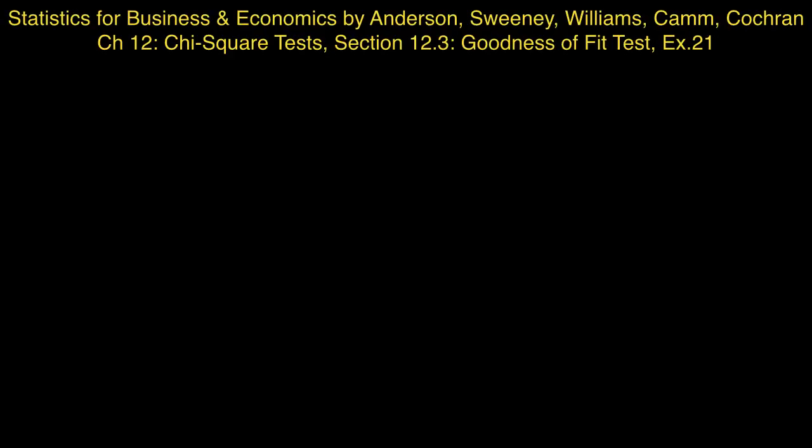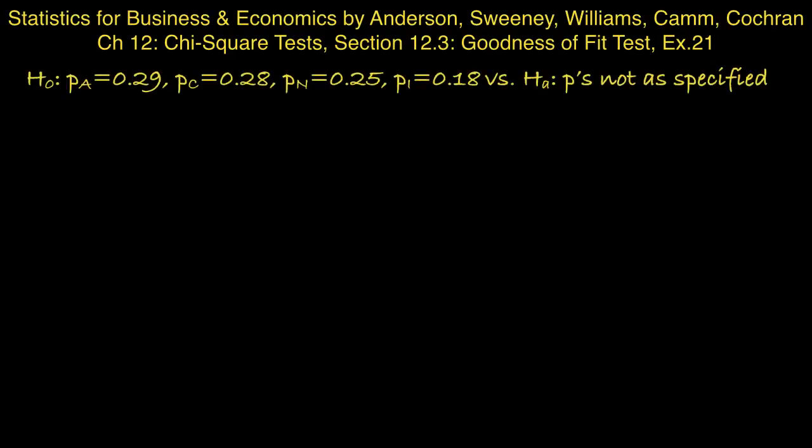Test with alpha equal 0.05 to determine whether the viewing audience proportions changed. So our null hypothesis here will be that the population proportion for ABC is 0.29, for CBS is 0.28, for NBC is 0.25, and for Independence is 0.18. And the alternative hypothesis is that the population proportions are not as specified in the null.